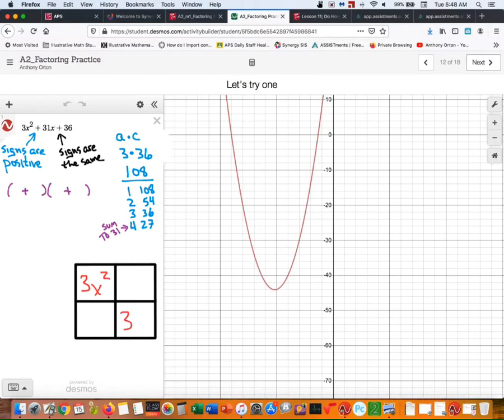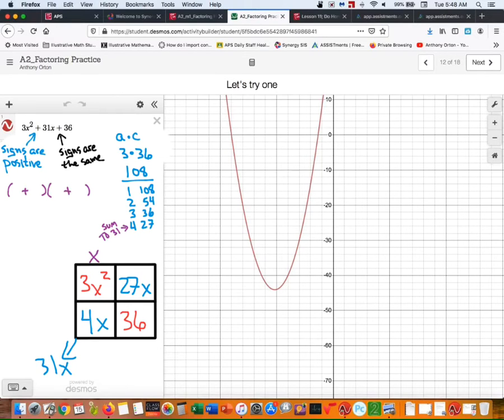So I put 3x squared in the upper left-hand corner, 36, which is my constant, goes in the lower right, and then my 27x and 4x go like this. Okay. That's why we found those factors. Now, we just have to figure out how they're going to multiply together and work here, right? So, you can see that they need to sum to 31x, which they do.